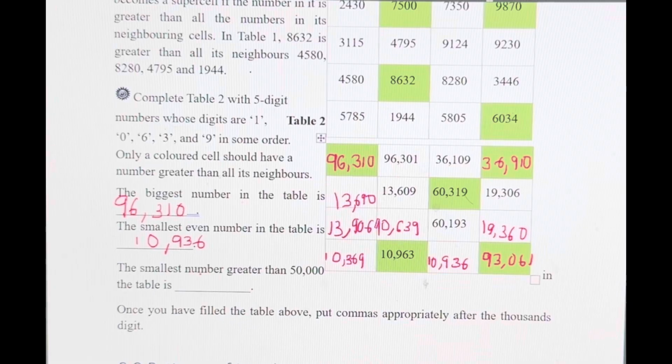Now they have asked one more question: the smallest number greater than 50,000. Greater than 50,000, but smallest, not the greatest. So there are only two possibilities in our case, 60,000-something and 60,000-something. The smallest out of these two is 60,193. So that would be your answer.